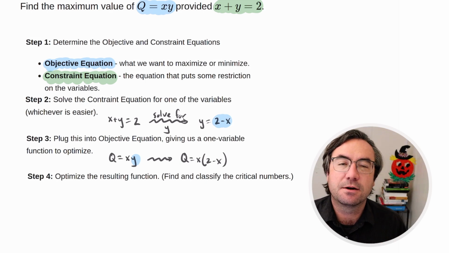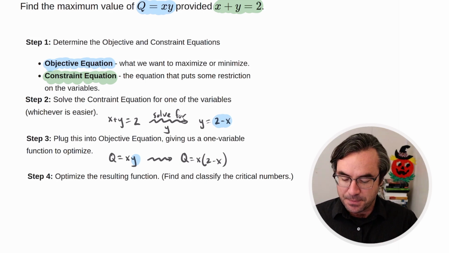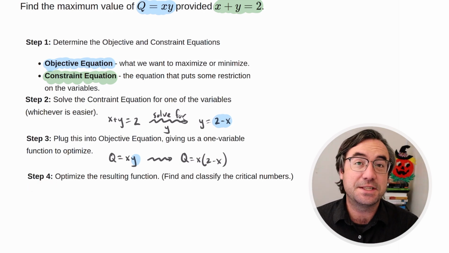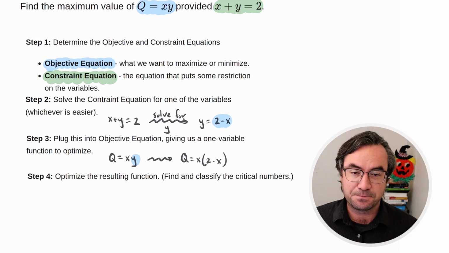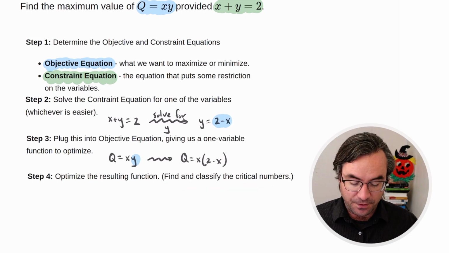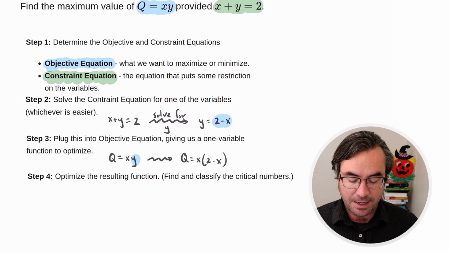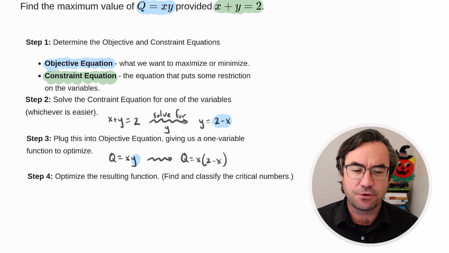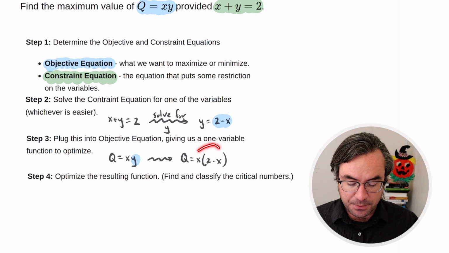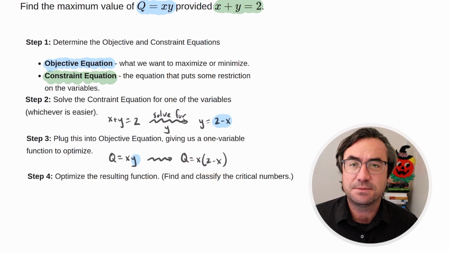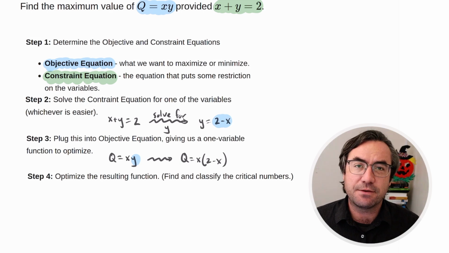Okay, and then once we get to this one variable function, the next step, this is where we're going to unleash our calculus tools. So step 4, this is the optimization part. This is where we're going to find and classify the critical numbers. For finding the critical numbers, we know we're going to have to do the first derivative, and then probably for the classification, we'll do our second derivative. To help us with the derivative process, let's multiply this out so we don't have to use product rule.